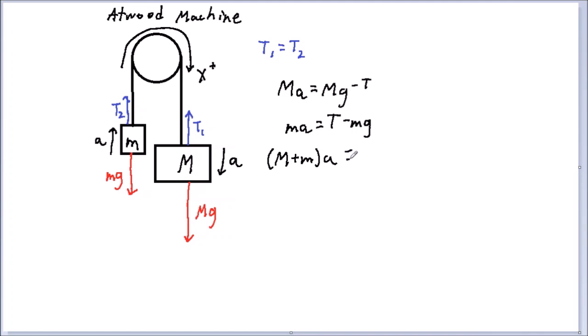This is going to equal, now that the T's cancel, big Mg minus small mg. Again, we can factor g out, and we just get big M minus small m, times g. If we want to solve for a, this is now trivial. We divide on both sides by the sum of the masses, and we get that the acceleration is equal to big M minus small m over big M plus small m, all multiplied by g.